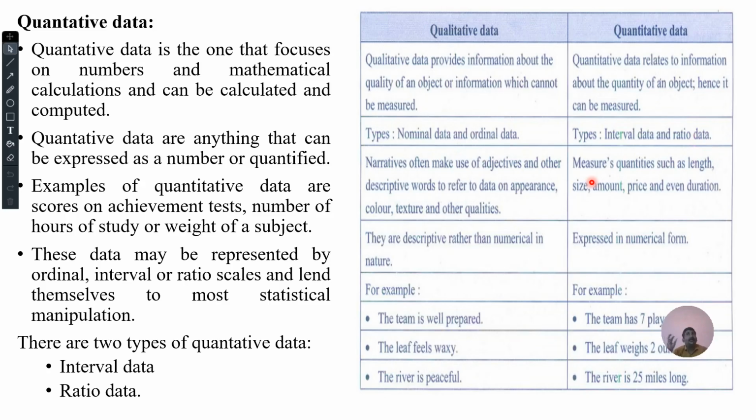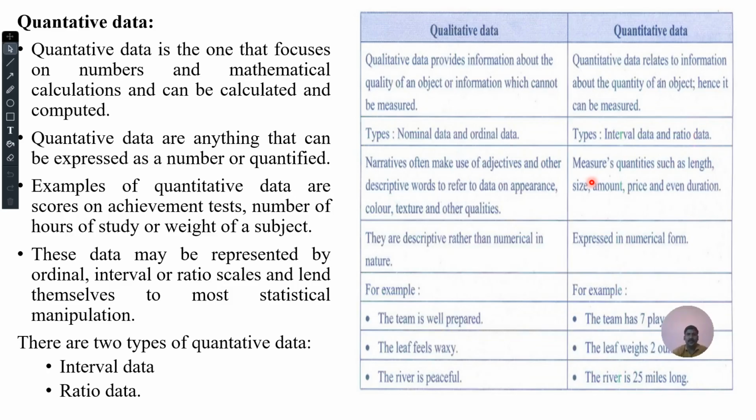That is qualitative data. In quantitative data, basket A contains 10 apples. Basket B contains 10 oranges. So we can measure, calculate, and compute it. Basket C contains 5 apples and 5 oranges. Now we can measure and calculate it. That's quantitative data. Quantitative data has two types. One is interval data, another one is ratio data.